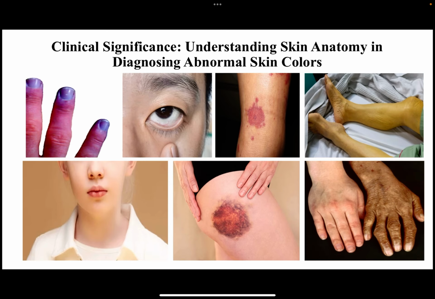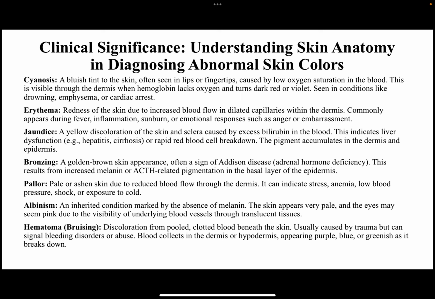So if you look at jaundice, it is a yellowish discoloration of the skin. If you have high levels of bilirubin being formed, they are deposited within the layers of the skin, and that causes jaundice. Then we have another condition we call bronzing. Bronzing is a golden brown skin appearance, which is often a sign of Addison's disease. Is that okay? This results from increased melanin or adrenocorticotropic hormone related pigmentation.